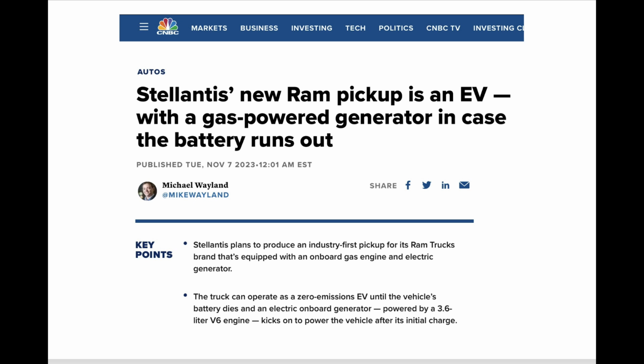This one, I mean, it's not funny, but it is funny. Think about this. These are the Ram pickups, the electric vehicle pickups that the government seems to be pushing out to the public in their green energy initiative. They're putting gas-powered generators in the back so that in case the battery runs out, you have a way to charge yourself up and get to where you're going.